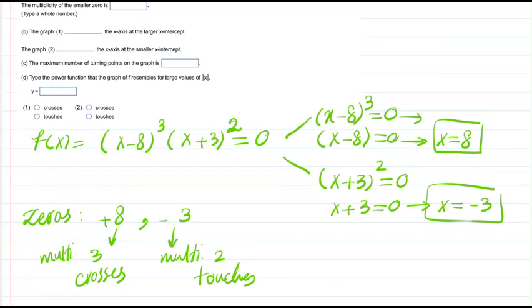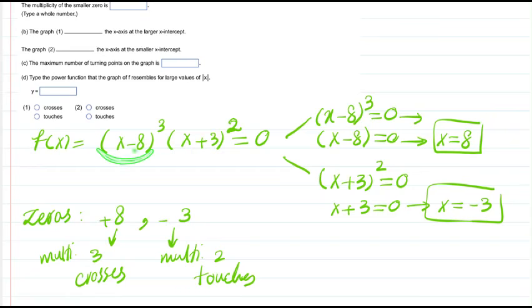What is the power function that the graph of this function f resembles for large values of x, when x goes to positive infinity or negative infinity?